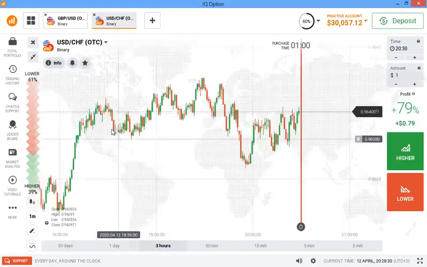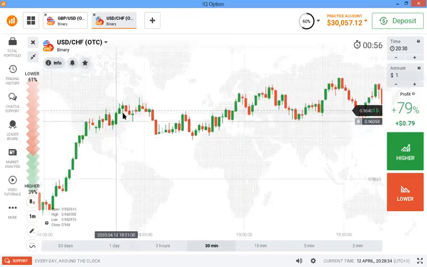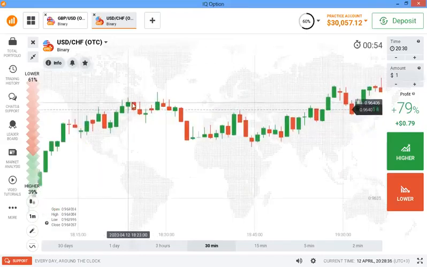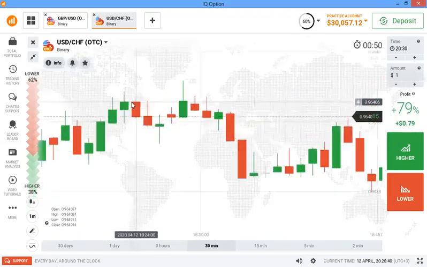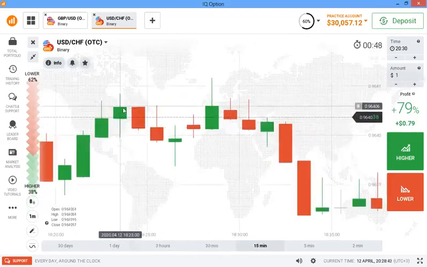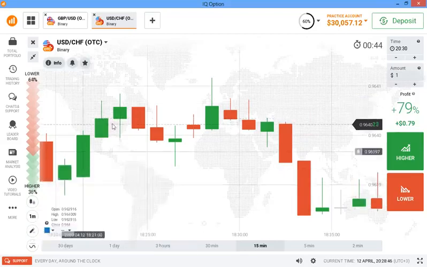Here, this is a resistance. There are two ways to catch this resistance. You can use the trend line as well, but I want to use the horizontal level to catch this resistance while the market reverses here.